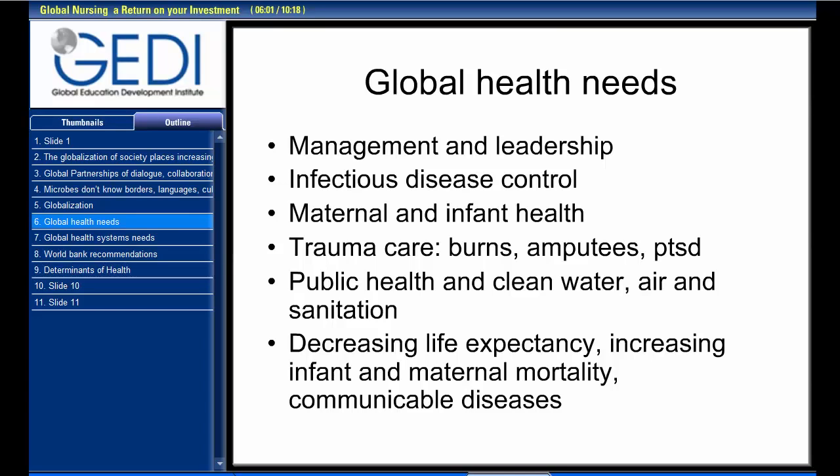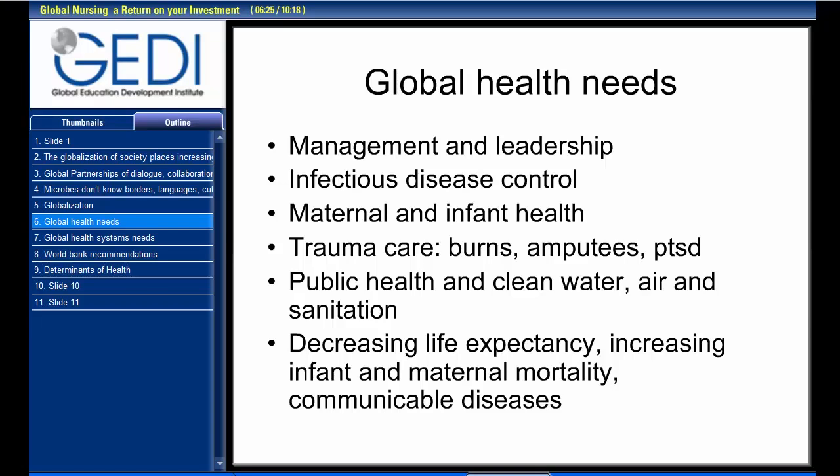Infectious disease control is what the World Health Organization says is a primary concern. And we're not talking just about AIDS, but any new emerging diseases. SARS, amoebic dysentery is an infectious disease. And maternal and infant health. Reducing mortality of maternal infants throughout the world is a priority of WHO.